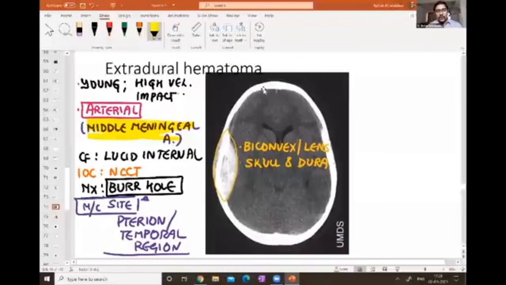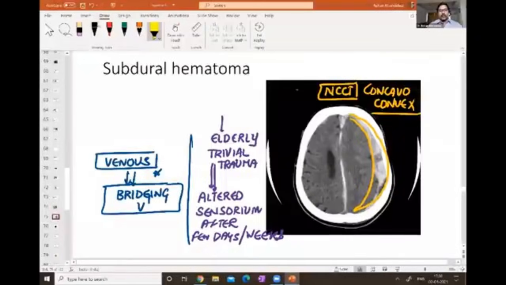Subdural hemorrhage, chronic subdural hemorrhage. Classically, chronic subdural hemorrhage is seen in elderly patients following a trivial trauma. The patient is going to come with altered sensorium after a few days. This is venous in nature due to the bridging veins, and you get a concavo-convex hemorrhage here, or a crescentic hemorrhage.